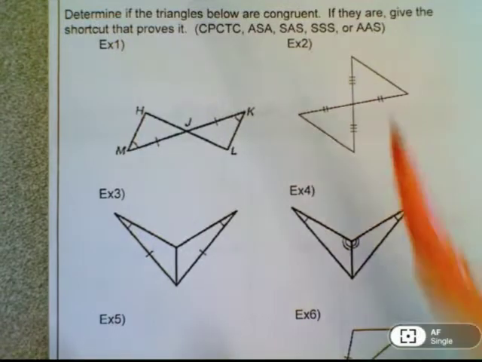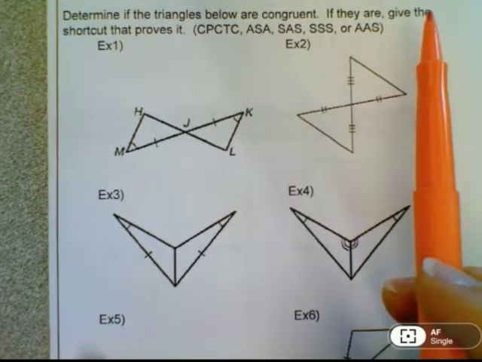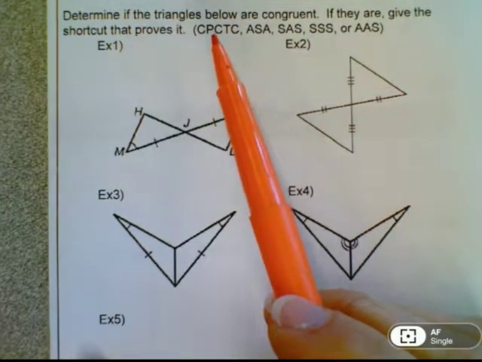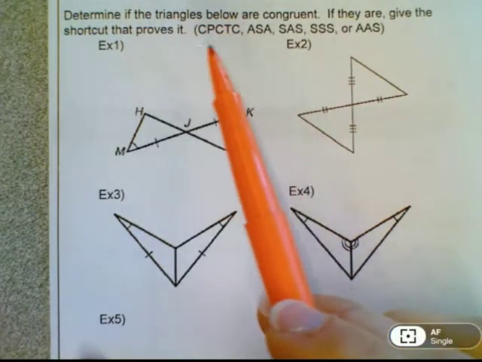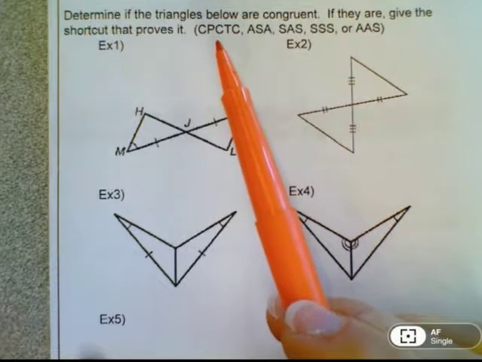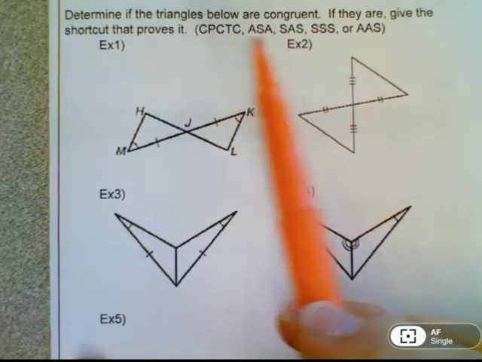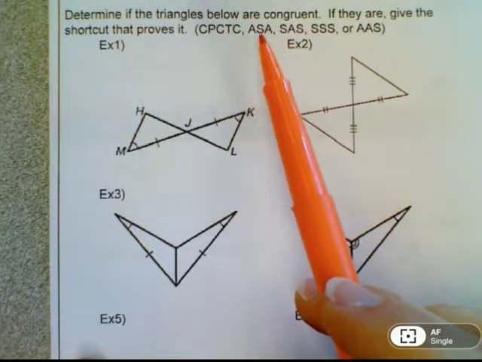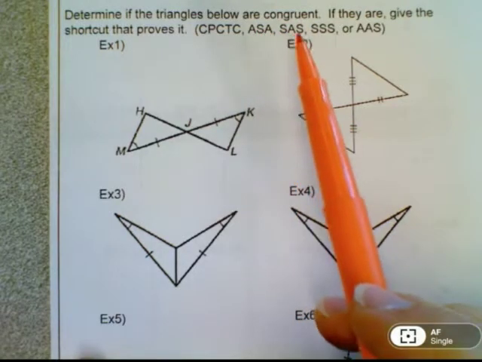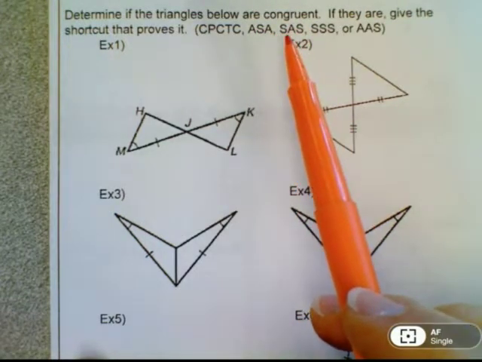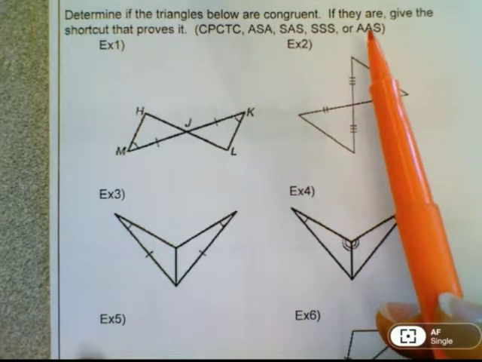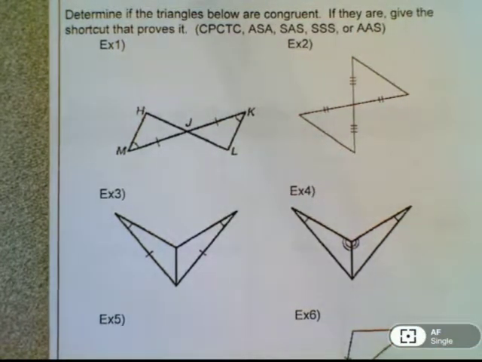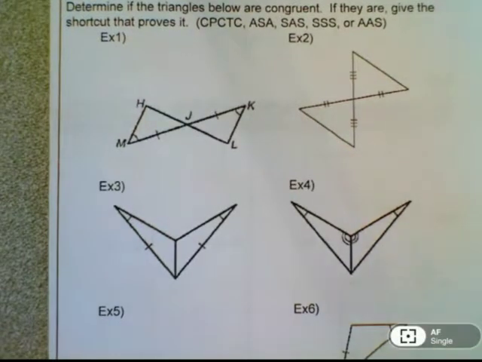And so here I've listed all the triangle congruence theorems we know. CPCTC means corresponding parts of congruent triangles are congruent. That's if you have 6 matches. We're not really going to see that because that's not a shortcut. ASA is 2 angles and the included side. Side angle side is 2 sides and the included angle. Side, side, side, and then the one we just talked about, angle, angle, side. So let's look at example 1.